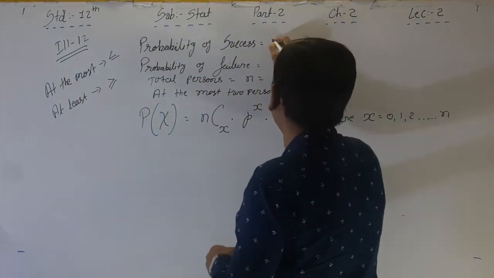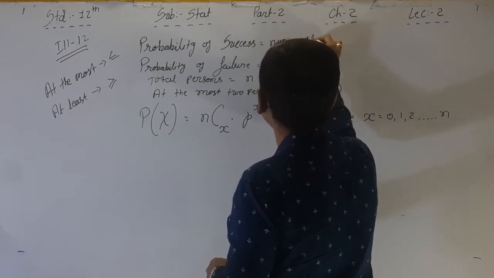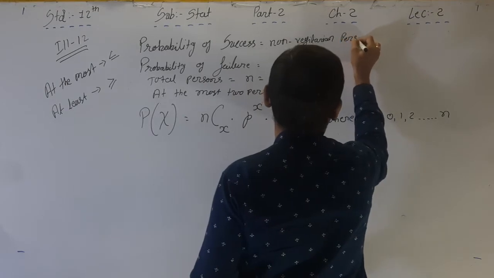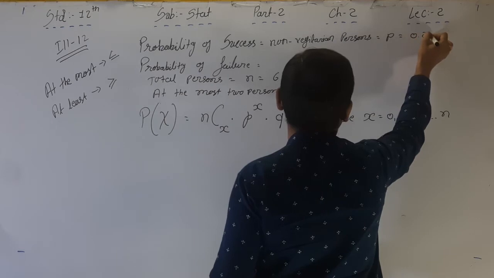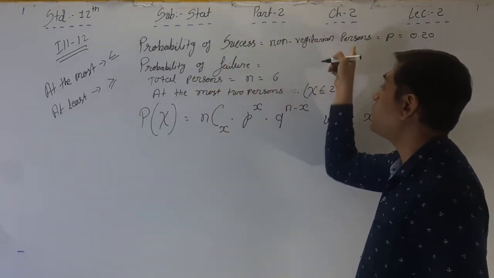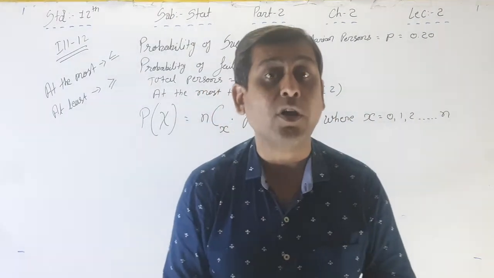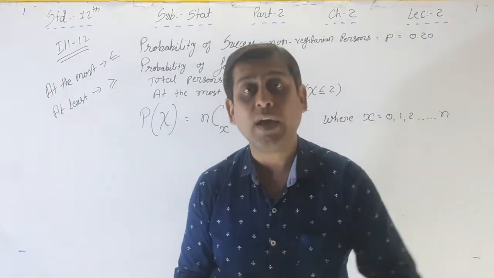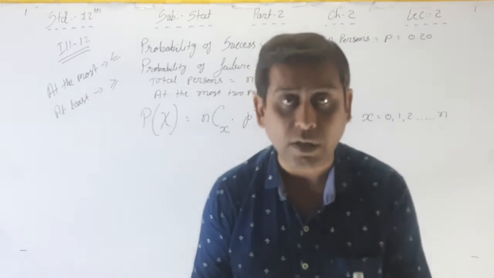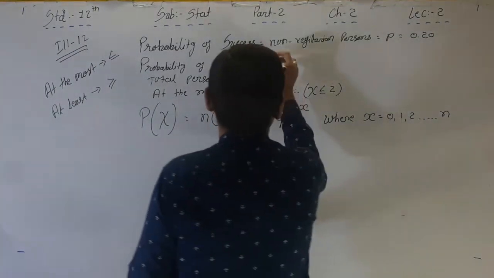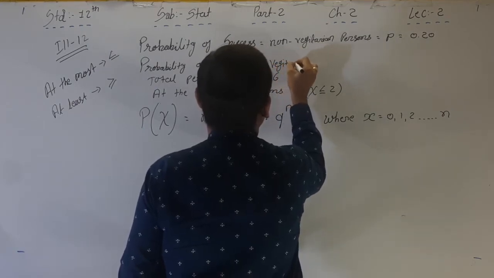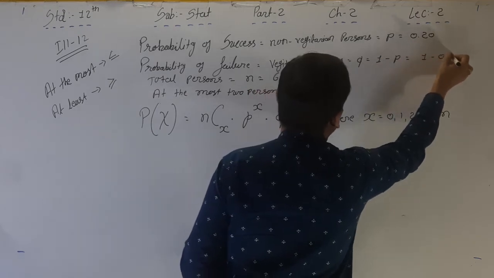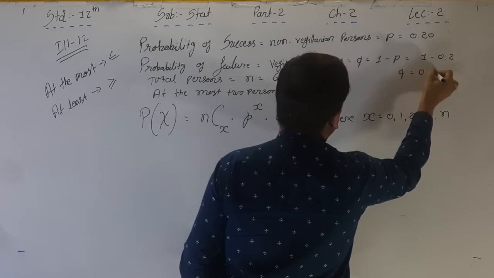So here the probability of success, non-vegetarian persons, is equal to P, and P is equal to 0.20, which is given. How do we confirm that it's the probability of success? In the last line of the question, that is the main question, we have to find the probability of non-vegetarian persons, and that's why non-vegetarian persons is the probability of success, given as 0.20. So now the probability of failure, vegetarian persons, is equal to Q, and Q is equal to 1 minus P, which is 1 minus 0.20. So Q is equal to 0.80.